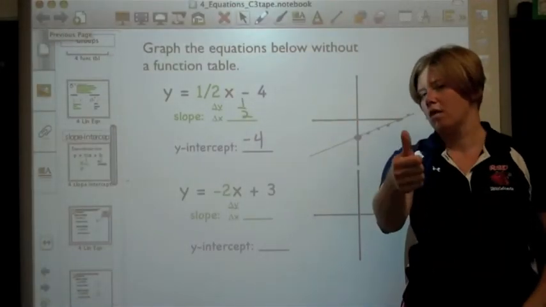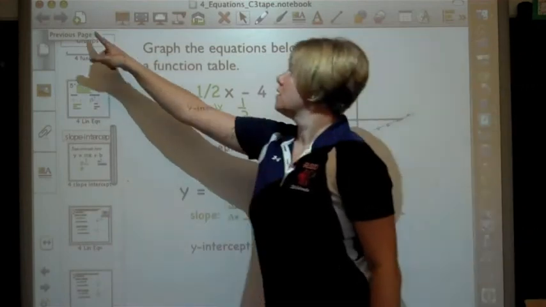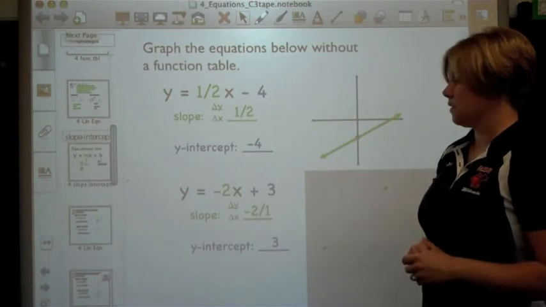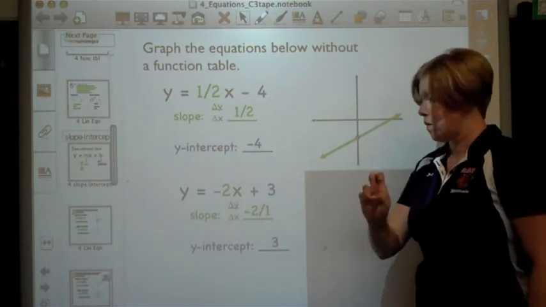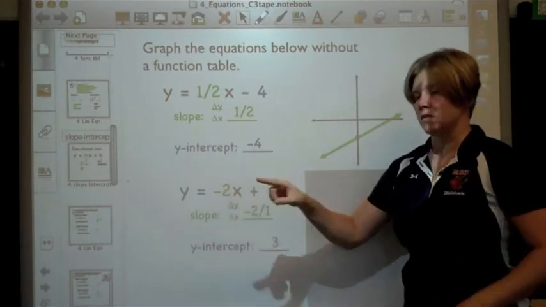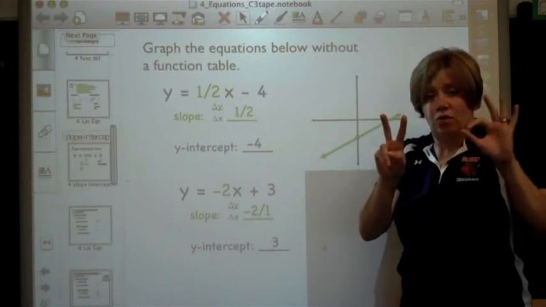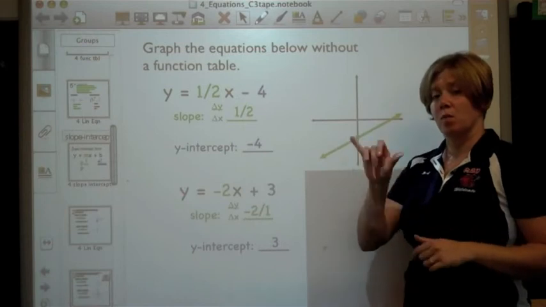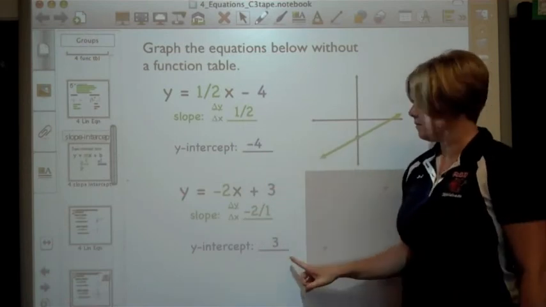Here's the second example, and I want you to do this one on your own. So first, the slope, that's right here, the -2. But remember, slope is a fraction, so on the denominator, I'm just going to put a 1. And then the y-intercept is +3.